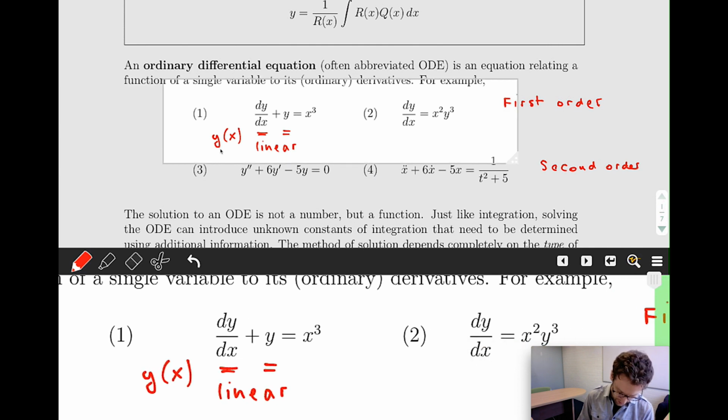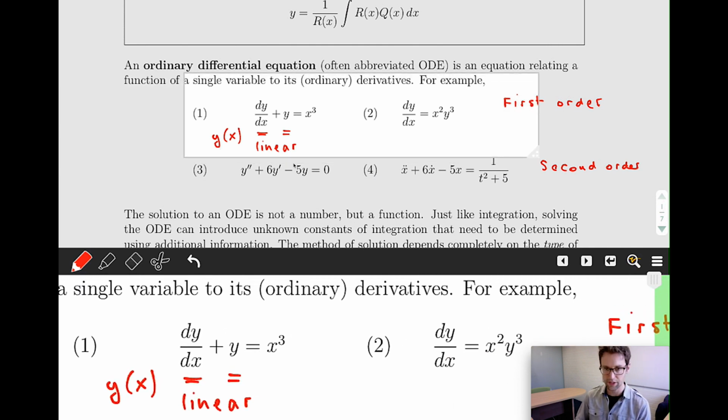Let's contrast that with example 2. Again, you can see this is of the form dy dx is equal to some function, x squared times y cubed. So the unknown function here is again y of x. But you can see that dy dx appears on its own, but on the right-hand side, I've got a y cubed. So that's a y times a y. This is not a linear function. This is non-linear.